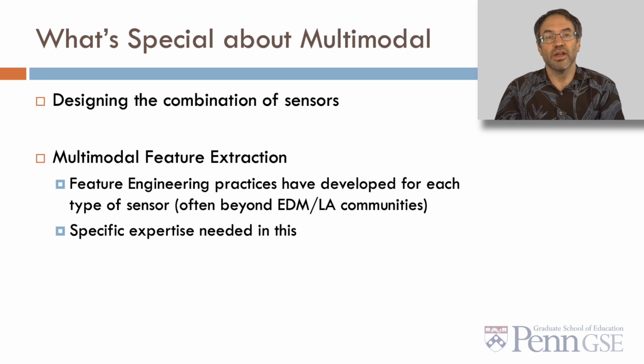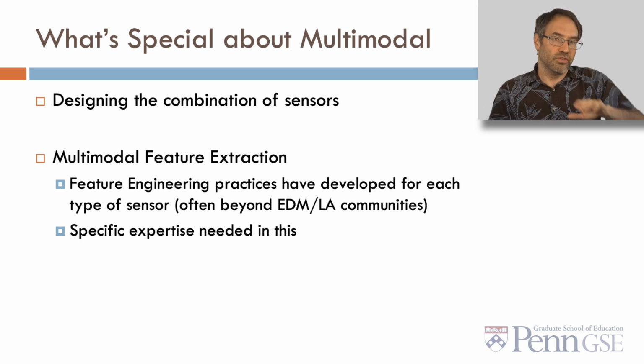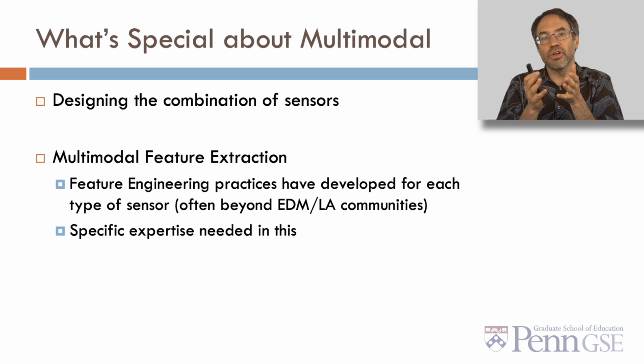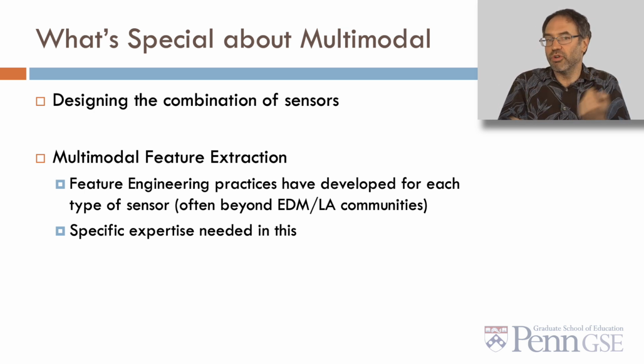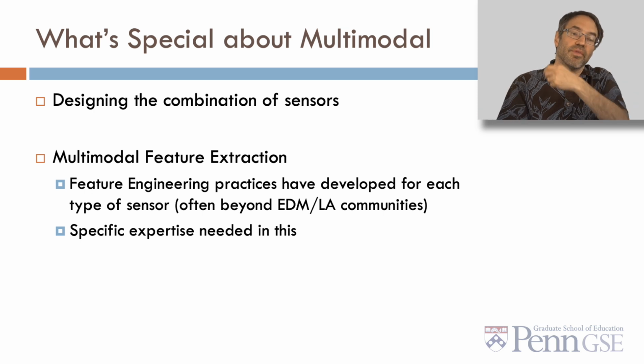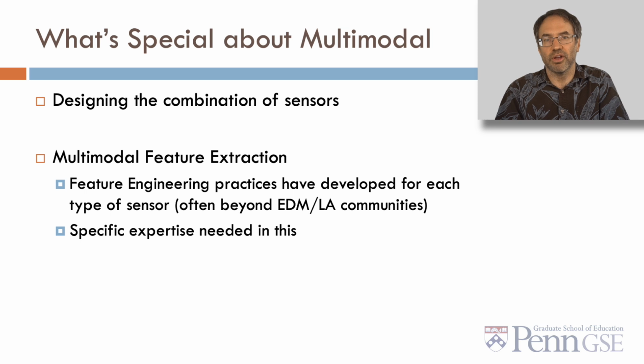So what's special about multimodal compared to unimodal is that combination of sensors which you've got to design. And then you've got to conduct multimodal feature extraction. Feature engineering practices have developed for each type of sensor, and often this work, interaction log data in education, really came out of EDM and LA, but for other kinds of sensors like that long list a minute ago, other communities often have come up with practices for how to do feature extraction of that kind of data. And specific expertise really is needed. This isn't something where I, as somebody who mostly works with interaction data, can just go and say, oh, I'm going to do some good stuff with your galvanic skin response data. It really requires some expertise.